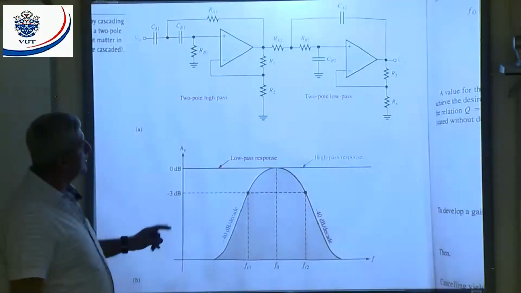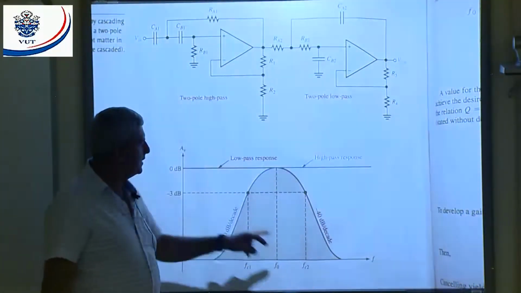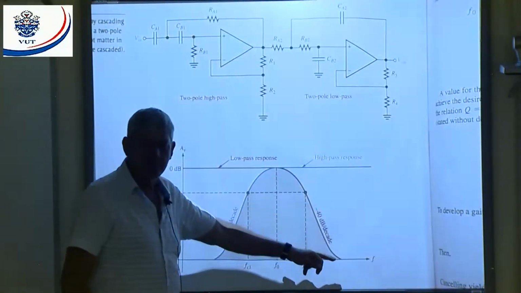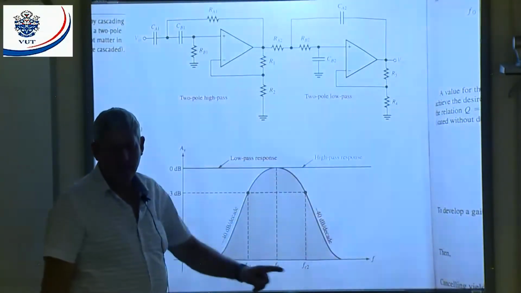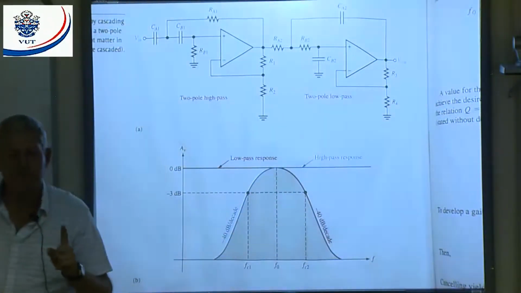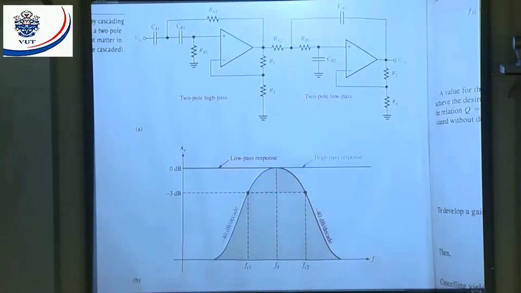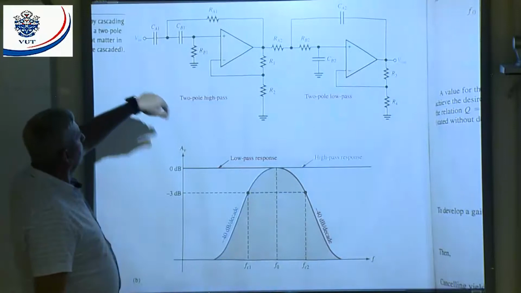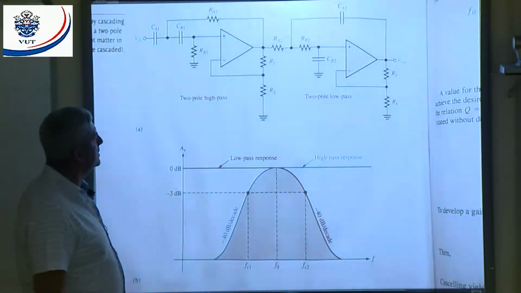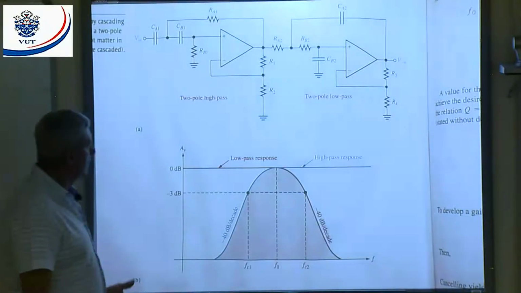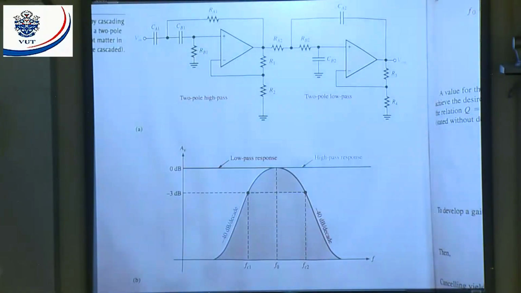And the critical frequency for the low pass filter is FC2, because that is the low pass filter response. Everybody with me? I repeat, the critical frequency for my high pass filter is FC1. The critical frequency for my low pass filter is FC2. So a Sallen-Key two-pole high pass and a Sallen-Key two-pole low pass will basically create my band pass response. Any questions?